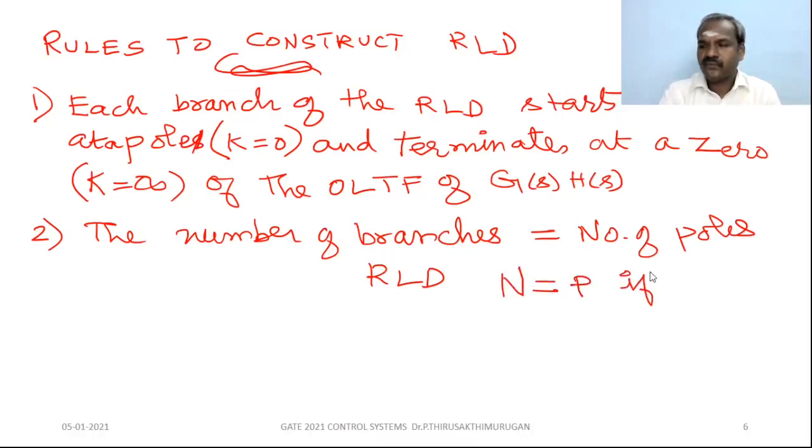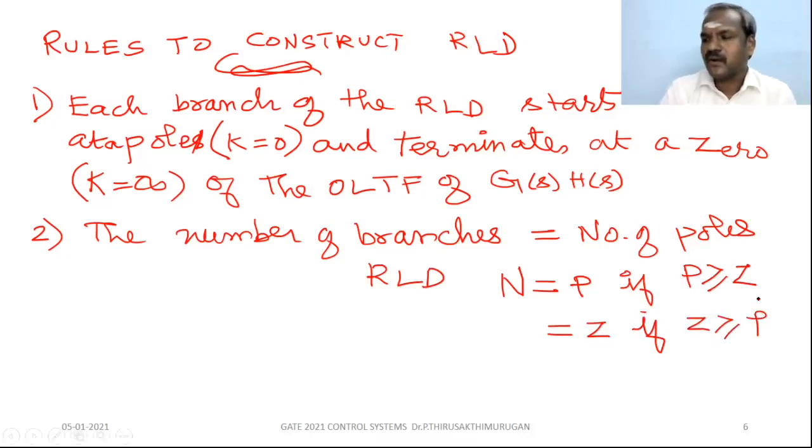If P is greater than or equal to Z, the number of branches equals P. If Z is greater than or equal to the number of poles, it equals Z. This is called the order of the system, the nth order of the system, where P and Z are the number of finite poles and zeros of G(s)H(s). Understand? So the number of branches equals the number of poles.